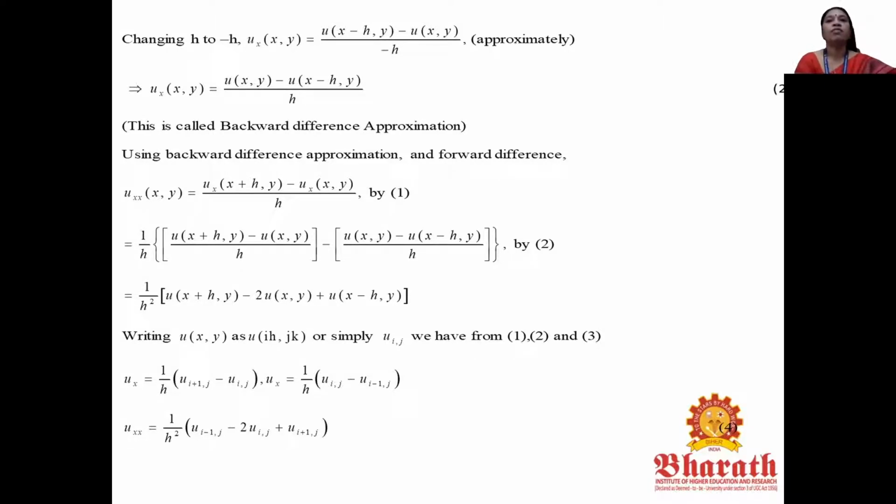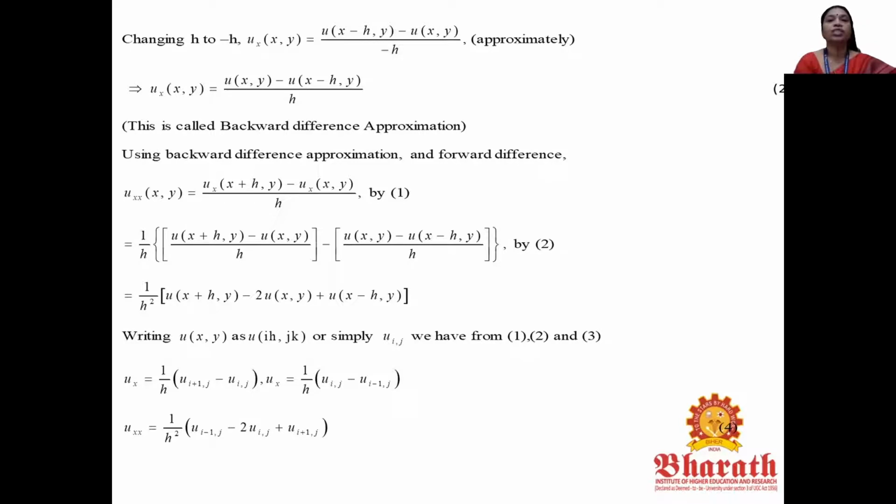So using backward difference approximation and forward difference, uxx(x,y) = (ux(x+h,y) − ux(x,y))/h by equation 1. So that is equal to (1/h)[(u(x+h,y) − u(x,y))/h − (u(x,y) − u(x−h,y))/h], that is denoted by equation number 2. Now we are taking the h from the previous step. We are taking the h to the outside. So we will be getting 1/h², already one h is there.